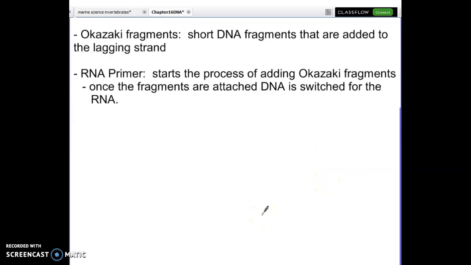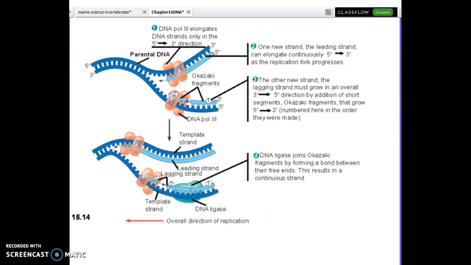Okay? Now, a Japanese scientist named Okazaki came up with the term for this. Okazaki fragments are little DNA pieces that are added to the lagging strand. Remember we said we can't do it piece by piece by piece. We have to do it in little chunks. So refer to the Bozeman video for that. It's a much better description and picture of it.